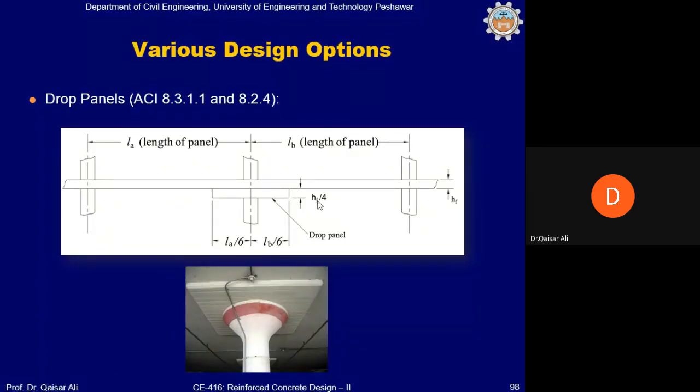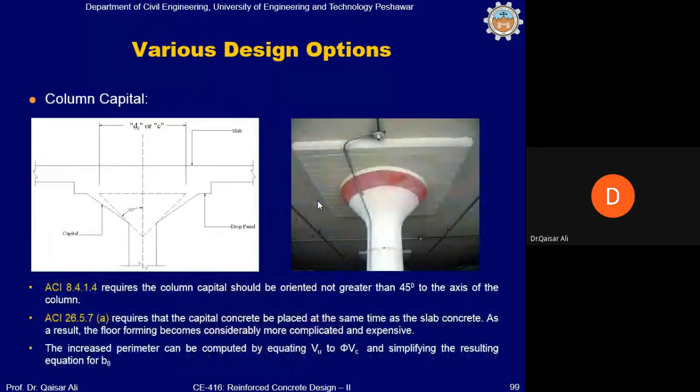Minimum requirements. For the column capital, again, there are two requirements. You know that column capital will be provided, and this will project from the center of the column in both directions, project outwards. So the angle which the column capital makes with the vertical shall not be more than 45 degrees in order to control the problem of cantilever action arising in the column capital if the angle is more than 45 degrees.